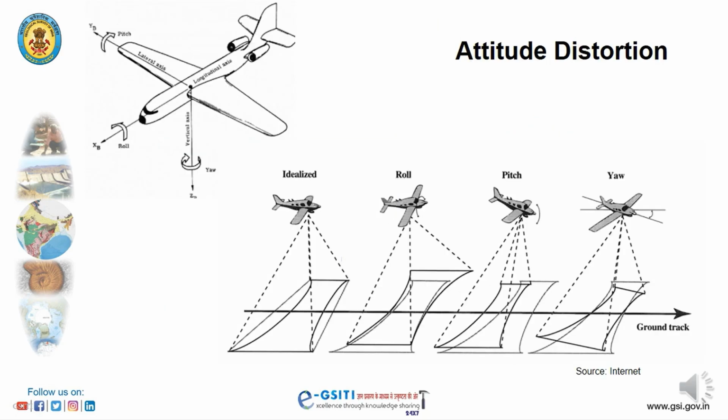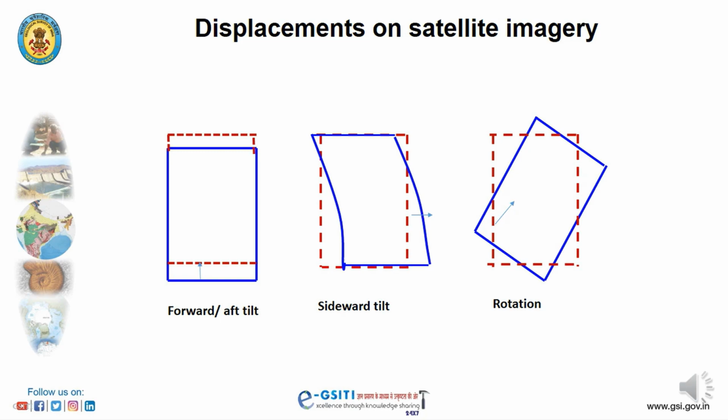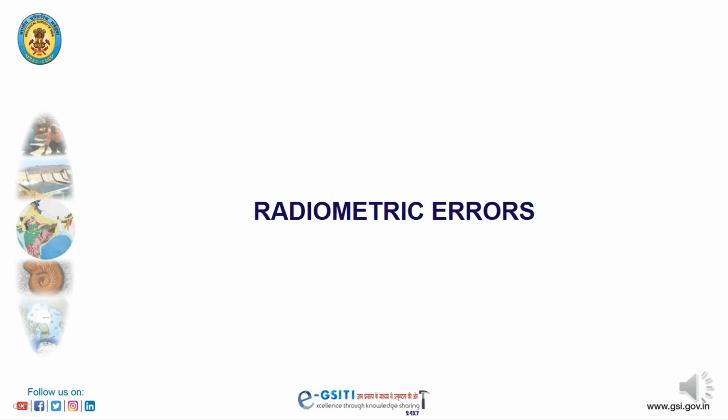So due to the above mentioned errors, there will be displacement on our satellite imagery. You can see over here a forward and afterward tilt, sideward tilt, as well as a rotational change to the satellite imagery. Now we will discuss radiometric errors.